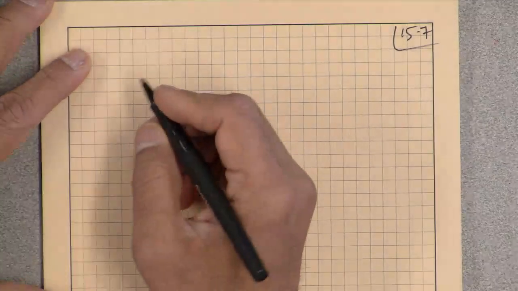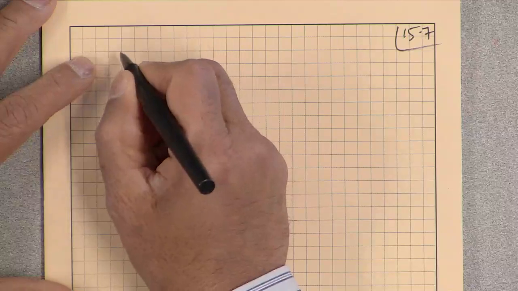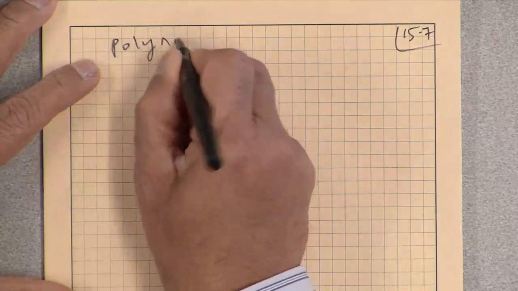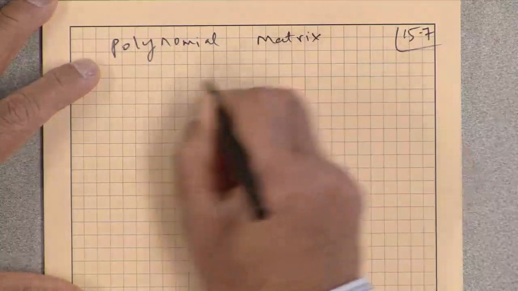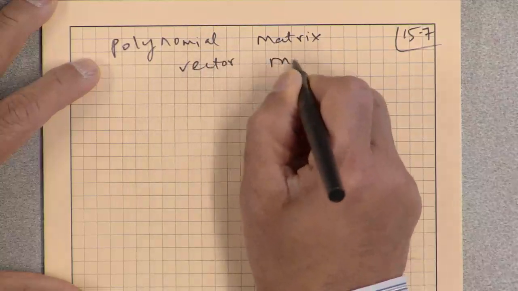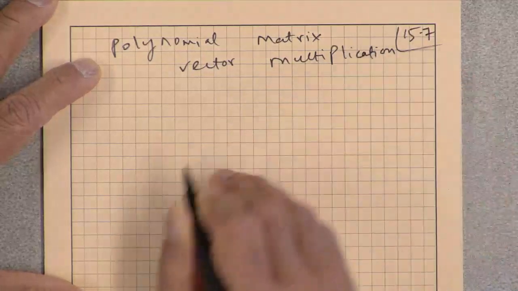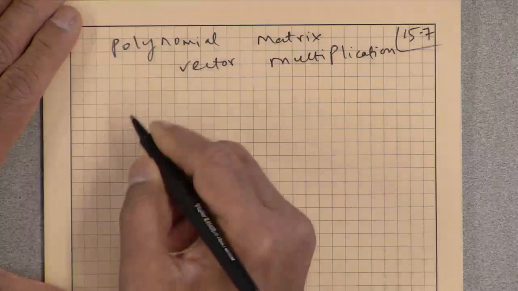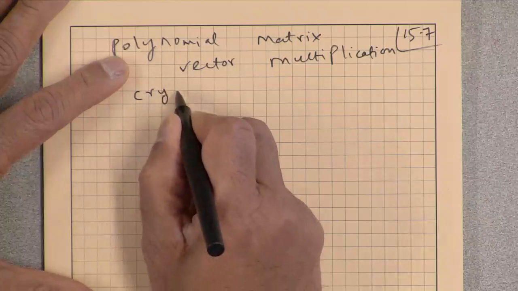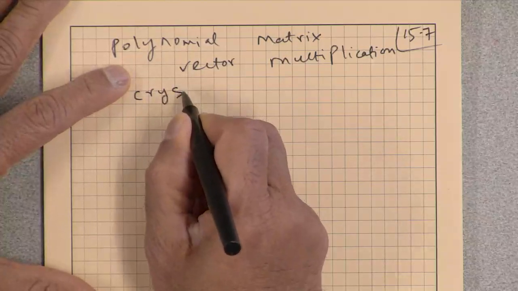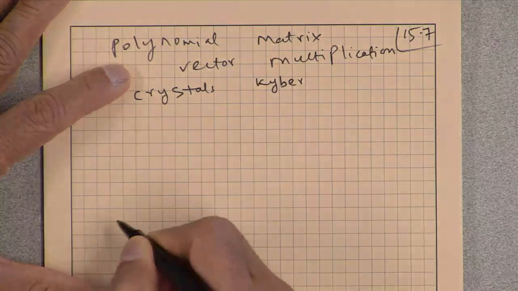Okay, so the last part that I want to talk about before I exit this topic is the polynomial matrix vector multiplication. So now we are interested in matrix vector multiplication where the elements are polynomials themselves. By the way, if you look at the post-quantum cryptography PQC Crystals-Kyber algorithm, this is a fundamental operation there.